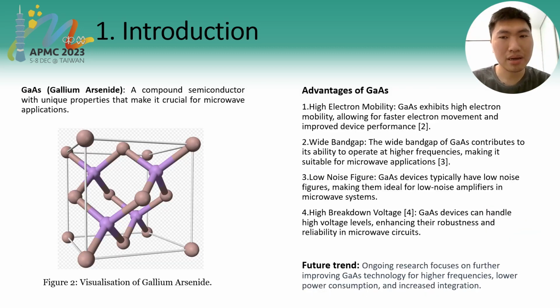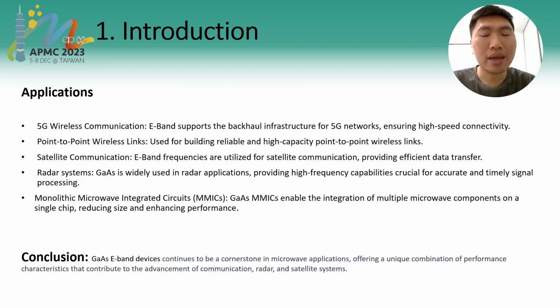How about gallium arsenide? Gallium arsenide is a compound semiconductor with unique properties that make it crucial for microwave applications. There are some advantages of gallium arsenide, which are high electron mobility, a wide band gap, as well as low noise figure and high breakdown voltage. E-band and gallium arsenide offer a lot of applications for daily life or even military services.